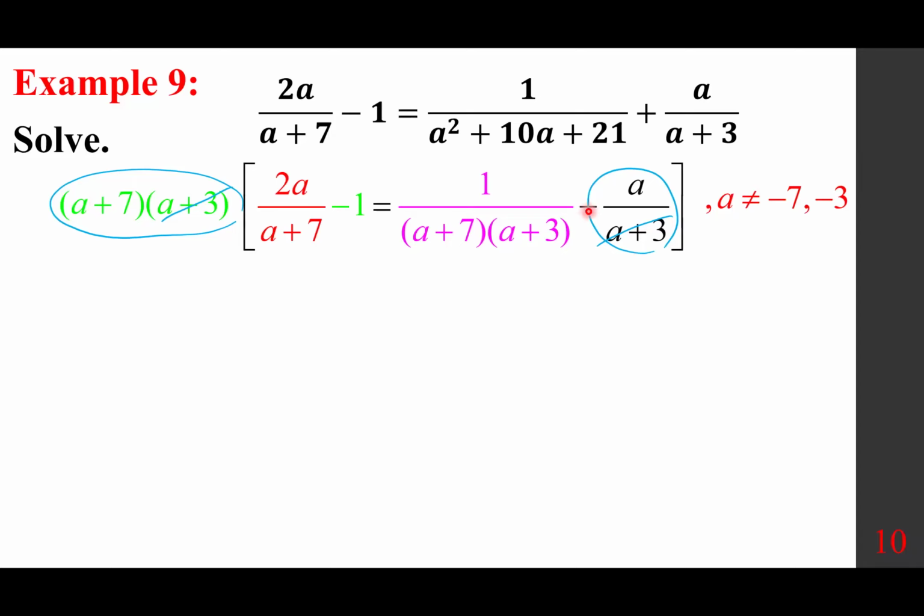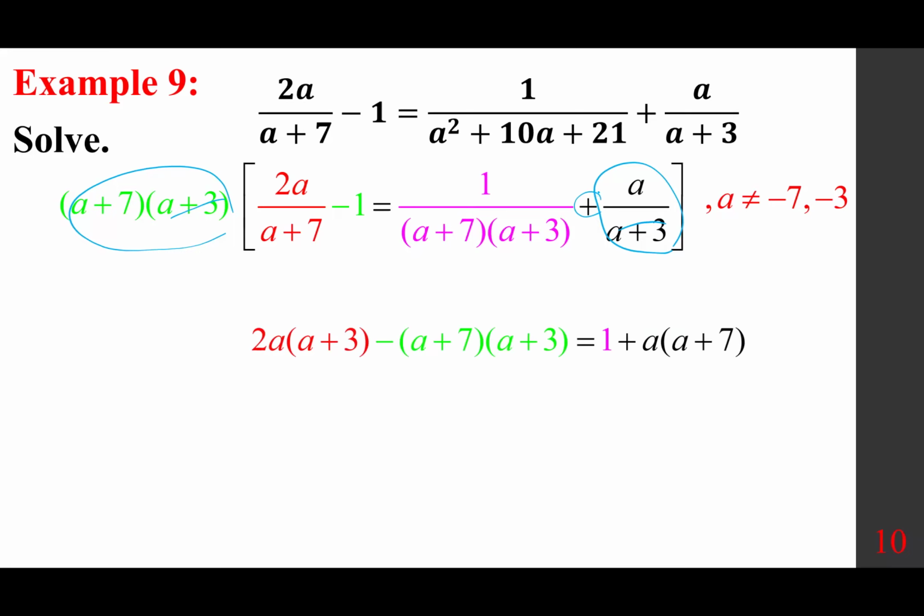Oh, this is plus. Let me erase it. This is plus, everybody. I thought it was minus because I went through that. So let's do it again. This times this, a plus 3 cancel each other, so we get a plus 7, and then this is plus a times. So this is what we get.